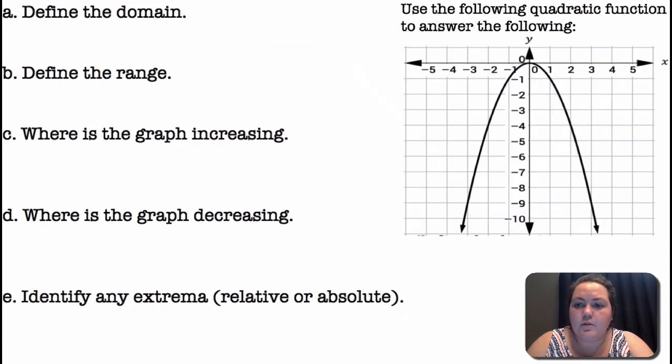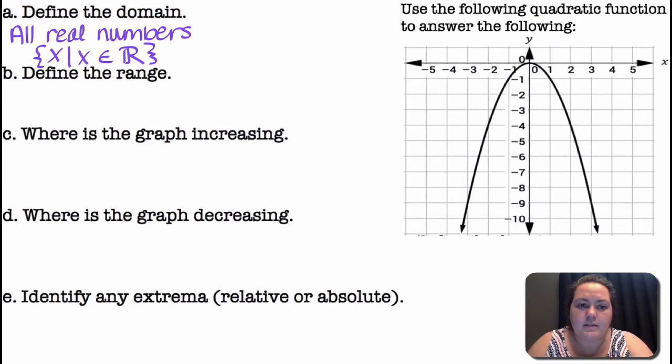All right, use the following quadratic function to answer the following. The domain, so again, as this is going down, it's going to keep going slightly out to the left and slightly out to the right. So my domain is all real numbers, so x such that x is in the set of reals. Define the range. Well, this one's going down, so all my y values that are less than or equal to 0.